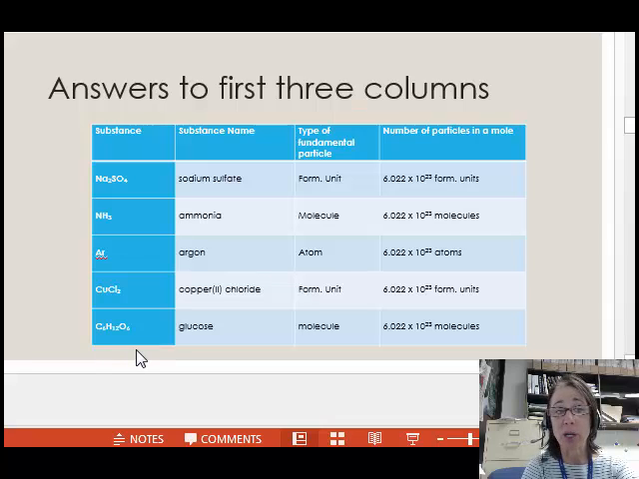Glucose is made of nonmetals, carbon, hydrogen, and oxygen, and thus is a molecular compound. Its fundamental particle is a molecule, and there are 6.022 times 10 to the 23rd molecules of glucose in 1 mole of glucose. We can see from this chart that each chemical has the same number of fundamental particles in a mole.